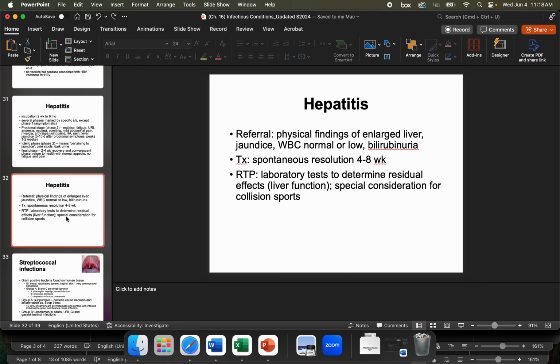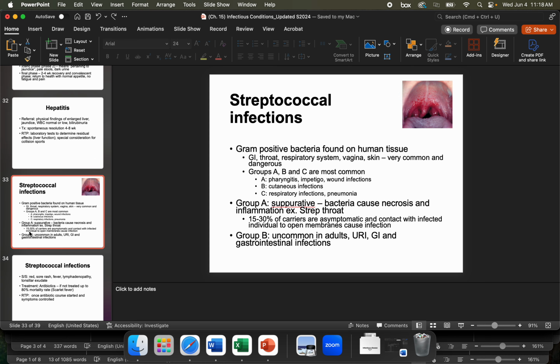Okay, so I'm going to cruise through that. I'm going to move into streptococcal infections. A lot of us have had strep at some point in our lives. A lot of times strep throat is the particular one that we get infected with.